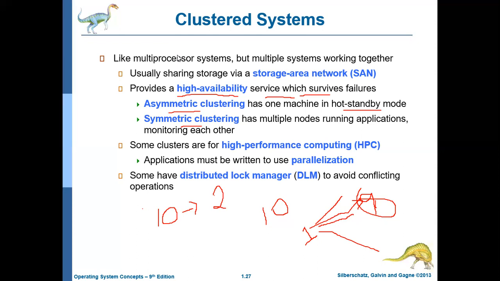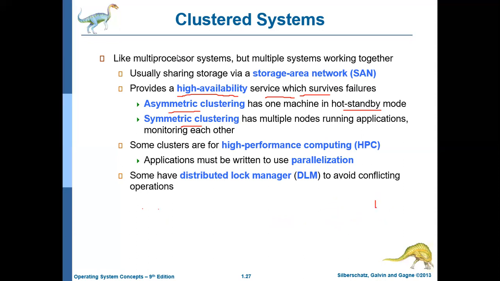And the second type of clustering is symmetric clustering. In symmetric clustering, you have multiple nodes. Here the different computers are called nodes. All the nodes will be running some applications. There will not be any node in standby mode. Every node will be running some application, and every node will be monitoring each other.